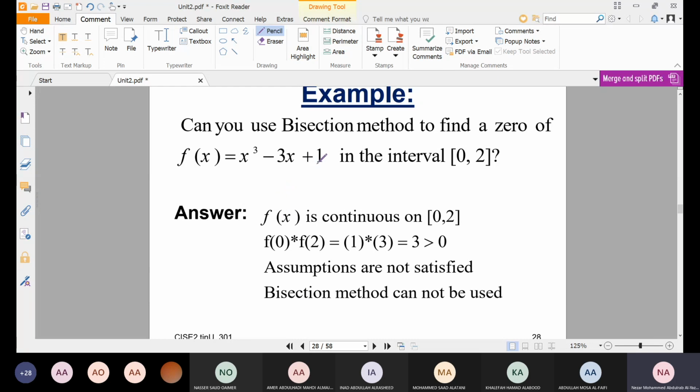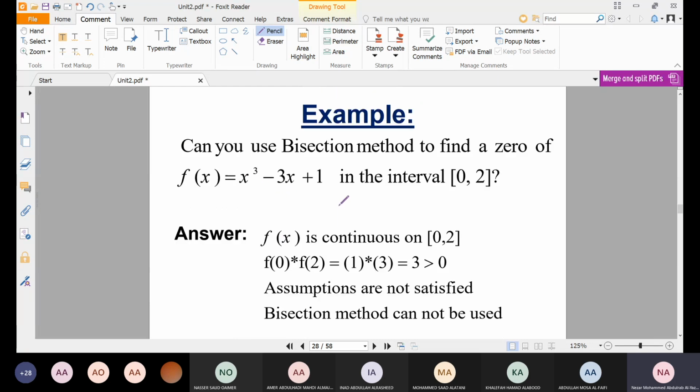So here, for example, I want to show you this example usually from the previous term. Sometimes in the exam this comes. Can you use the bisection method to find the zero or the root? Sometimes in control we call this zeros and poles, but here, in general, let's say a root of this polynomial in this interval, from 0 to 2.